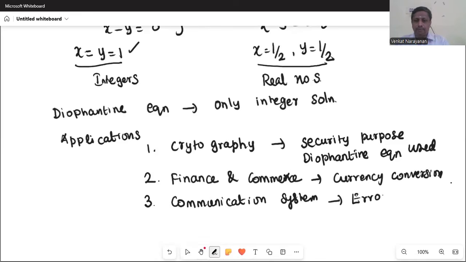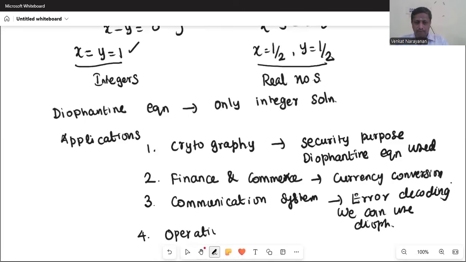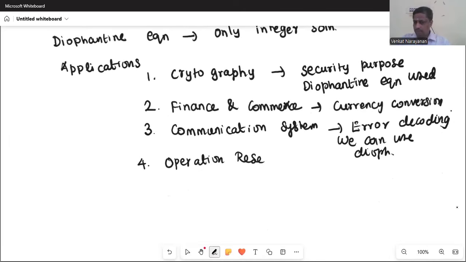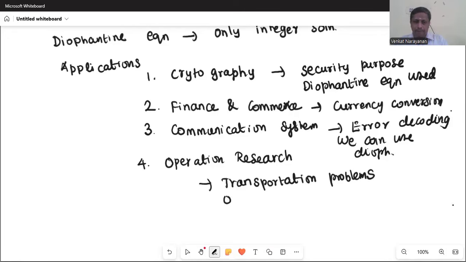Third, communication systems, for error decoding, we can use Diophantine equations. Fourth, in operations research, for transportation problems and optimization, we can use Diophantine equations.